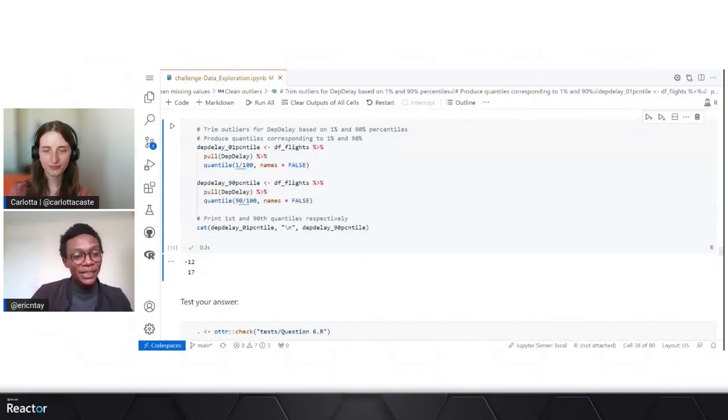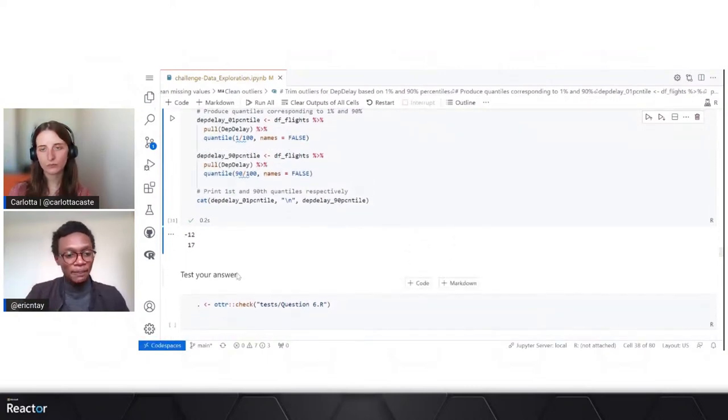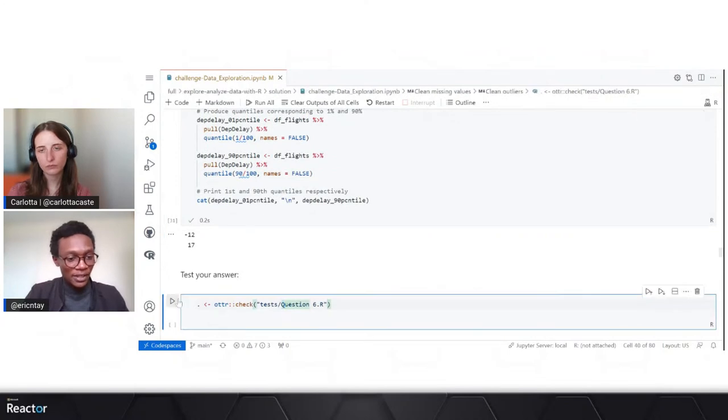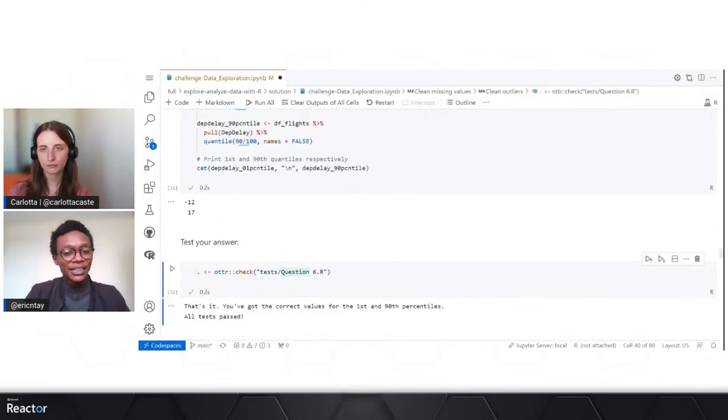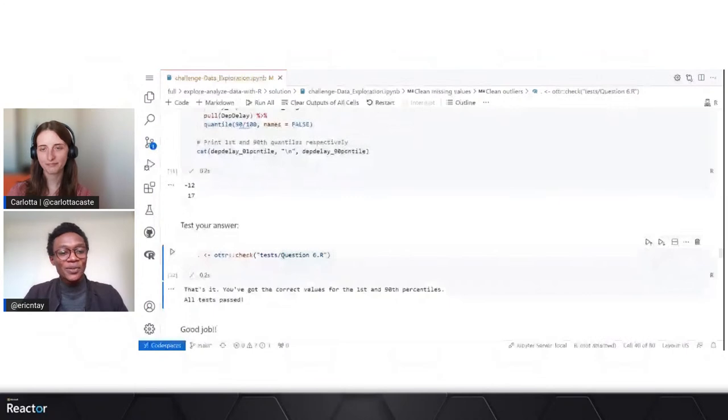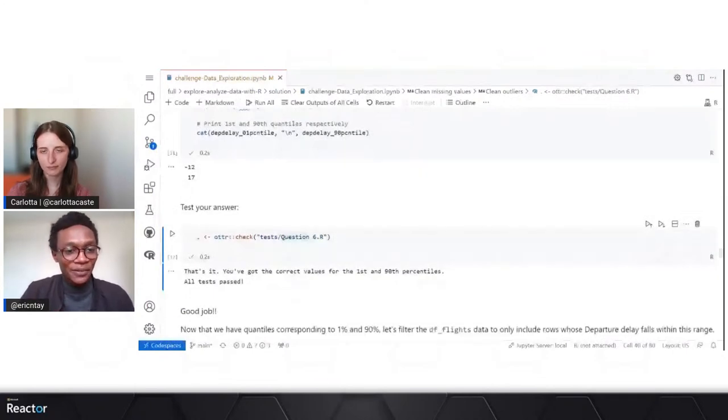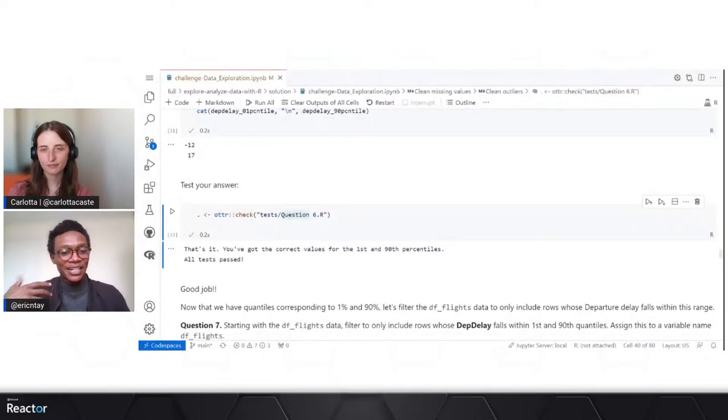So the departure delay first and 90th percentiles are really similar to the previous ones, whereby the first percentile is at negative 12 and the 90th is at 17. So let's check whether we got it right. And yes, we are at the first step of also dealing with outliers for the departure delay column, and we got the first and 90th percentiles correctly.